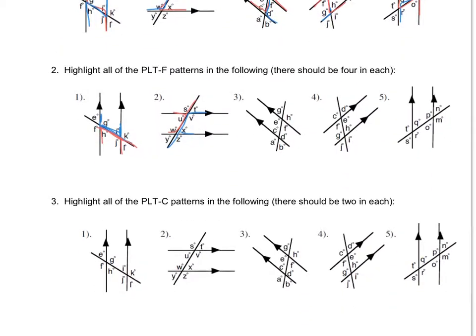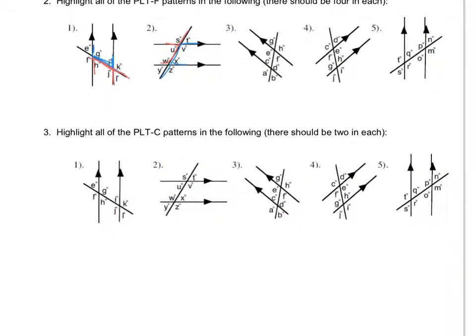I'm going to stop here and move on to question 3, where we want to find the C patterns. There should be only 2 in each question. C pattern, you go along the transversal, you don't go past the 2 parallel lines, and you go the same direction. So in this case, I'm going up, or if you've turned your page around, you're going to the right. And my second C is a backwards C. And that's my other possibilities for question 2.